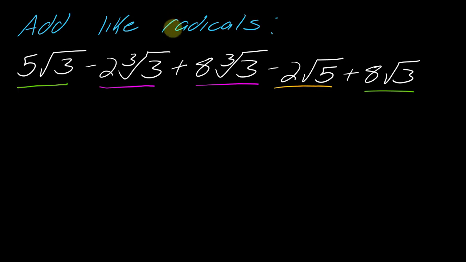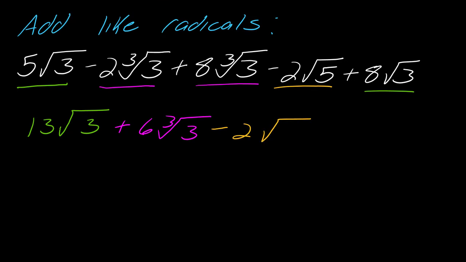So when you add these, you're just adding the numbers in front, just like you would with like terms. So just to be nice and clear with that, the terms I underline in green, so 5 plus 8 is 13, so this will be 13 times the square root of 3. Then negative 2 plus 8, so that'll give me 6 times the cube root of 3. And then finally this last one, that just stands by itself. So that's all you'll do with that. You don't do anything with the radicals, they just kind of come along for the ride.